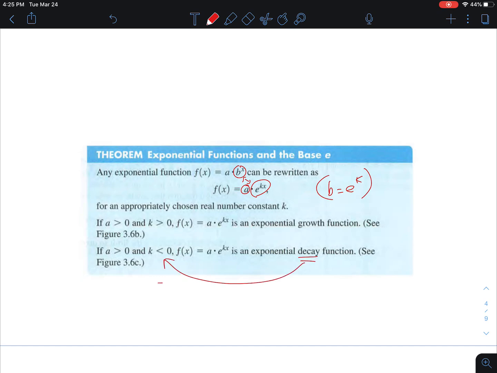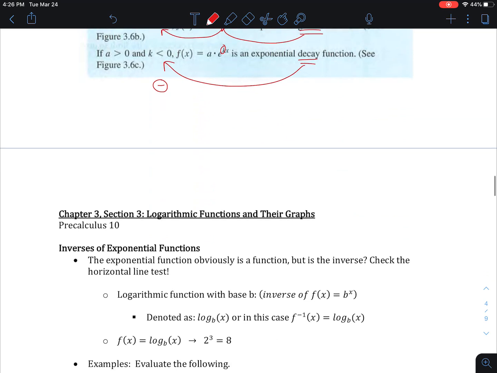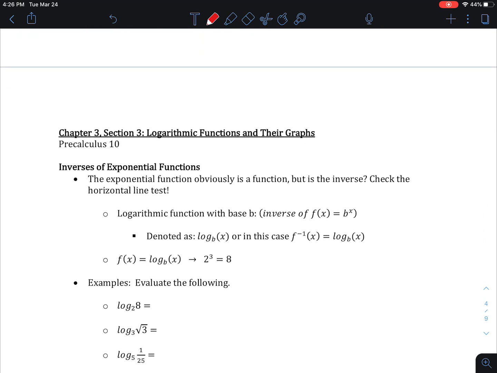And what it's saying here is it's decay if your k value is negative, and it's growth if that k value is positive. Most of the time, obviously for e, if there's no k, it's e to the first, which just means it's positive, so it's growing. Most of the time it's growth that we see with e. Not always, but most of the time. All right, so that's a little bit about what e does.